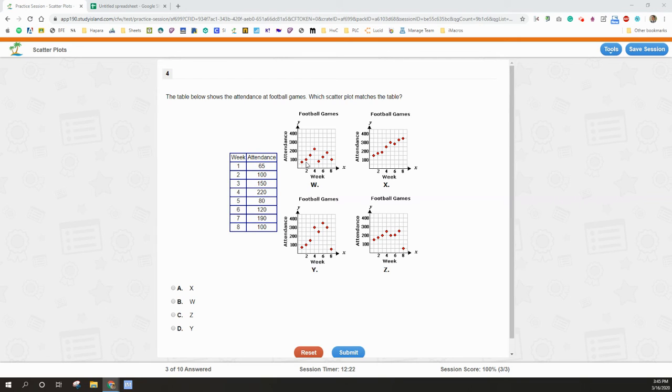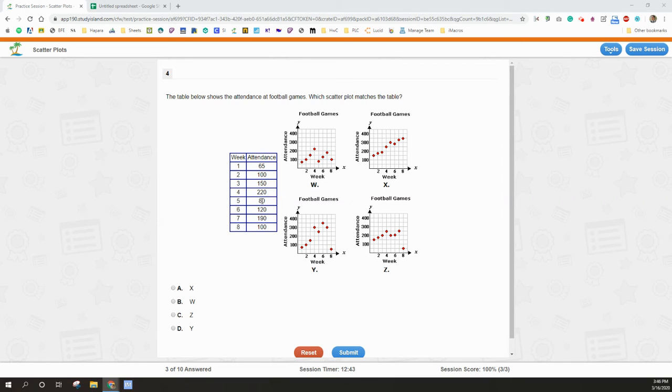We've got scatter plot W now as the only remaining option. And if we went through the rest of these, we would see that they do match up, even though it certainly doesn't need to be done, because we've already eliminated choice X, choice Z, and choice Y. But if we wanted to be thorough to make sure that we were not making a mistake, we could simply read through the rest of the table and make sure that the points match up.